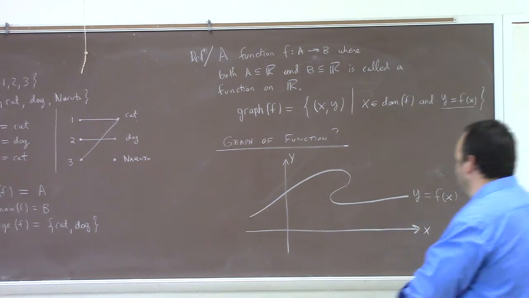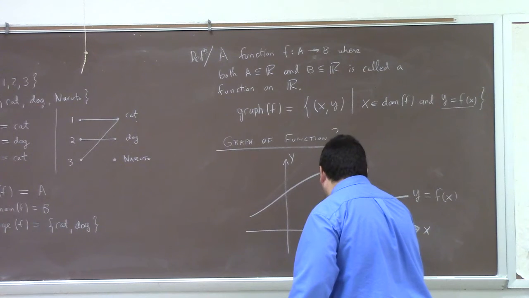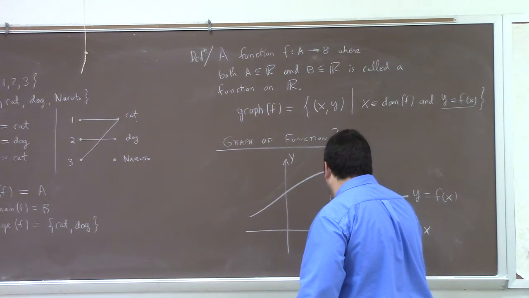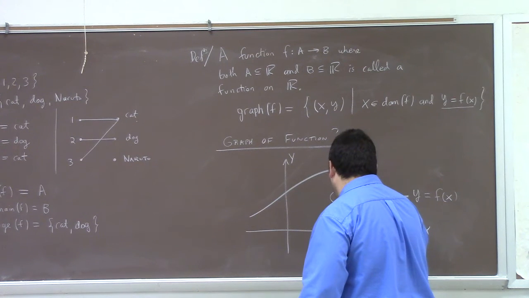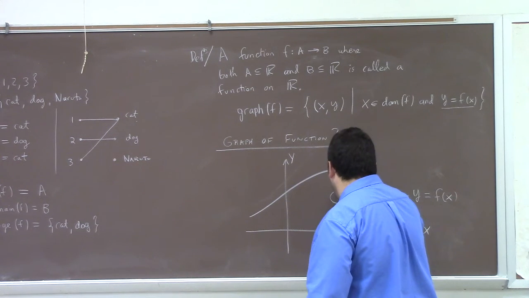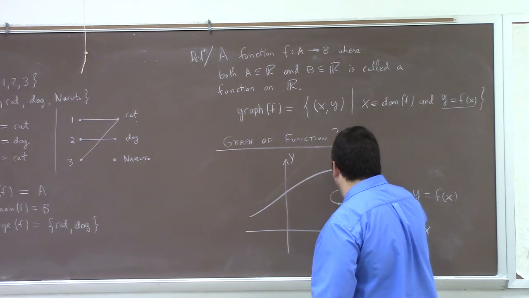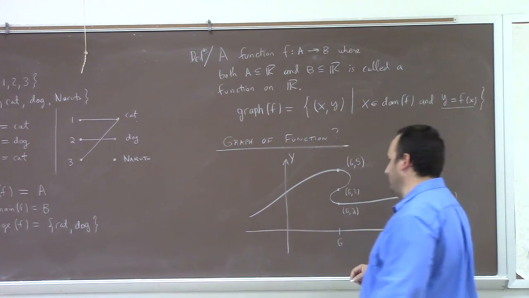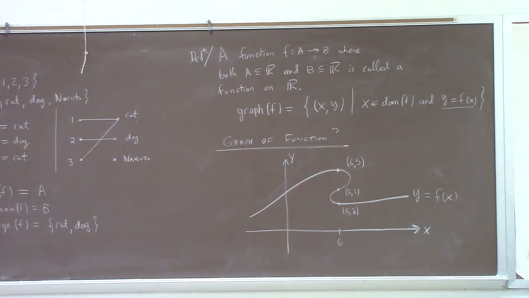Let me put some numbers in here. Suppose that this is 6, right? And let's suppose that that point is 6 comma, I don't know, 2. And this point here is 6 comma 3. And maybe this point up here is 6 comma 5, right? So those are all elements of the graph of something I'm claiming might be a function. Why is it impossible for this to be the graph of a function? What would it mean if those 3 points were actually on the graph of the function?